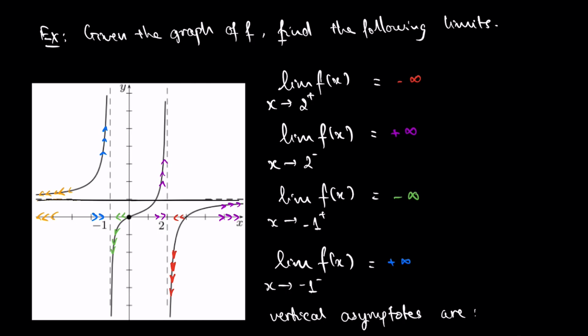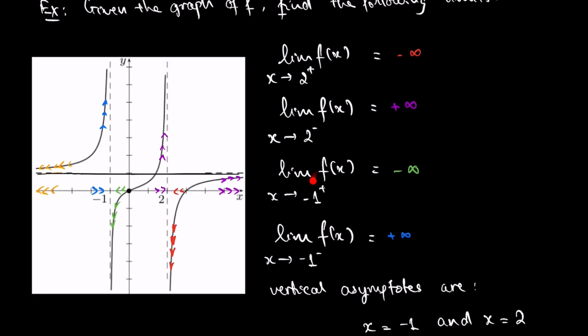Given the graph of the function right here, we want to find the following limits: the limit of f of x as x approaches 2 from the right, the limit of f of x as x approaches 2 from the left, then the limit of the function as x approaches negative 1 from the right, and the limit of the function as x approaches negative 1 from the left. When you look at the graph, the limit of the function as x approaches 2 from the right is going to be here. The function goes down to negative infinity. So the answer here is negative infinity.